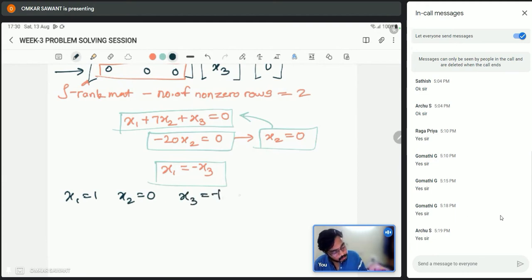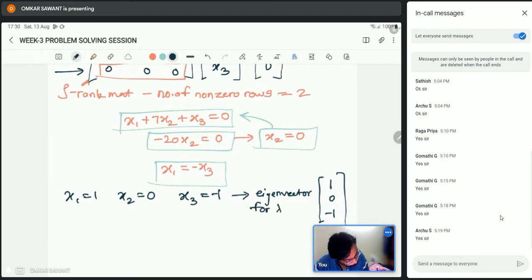So the eigenvector is 1, 0, minus 1. This is the eigenvector for eigenvalue minus 2.